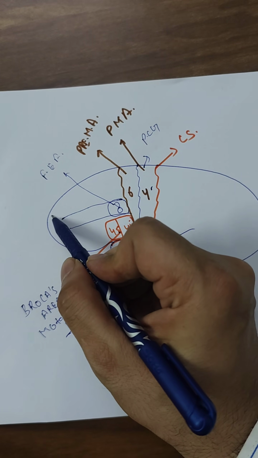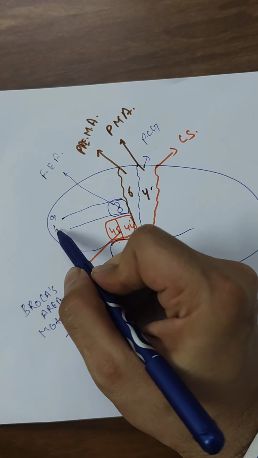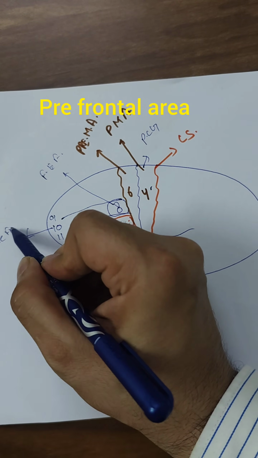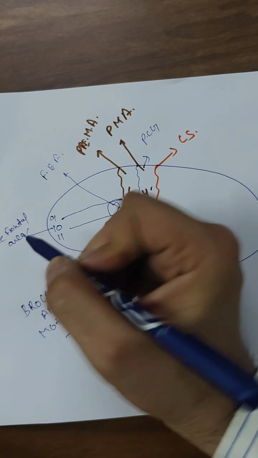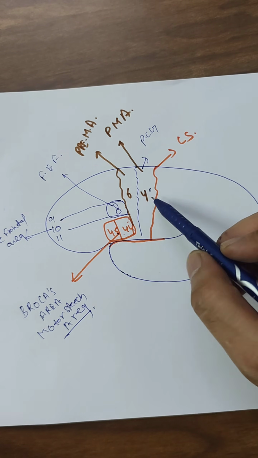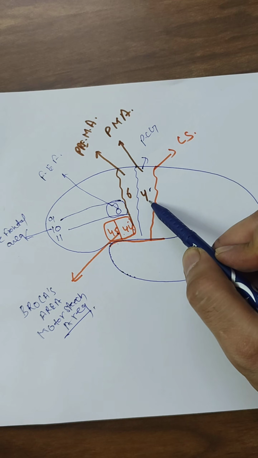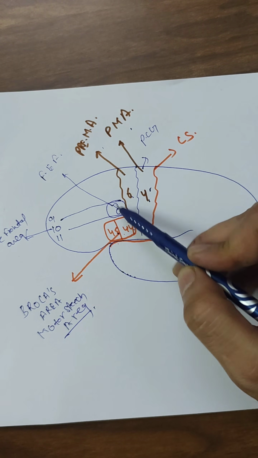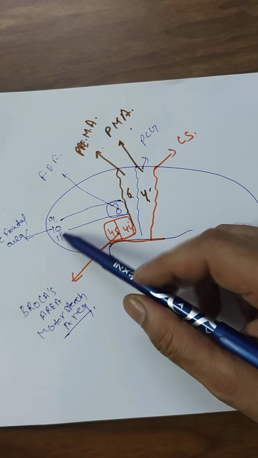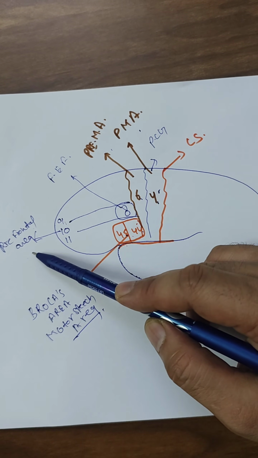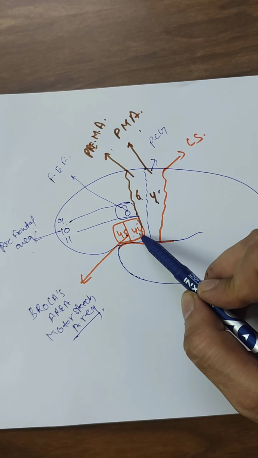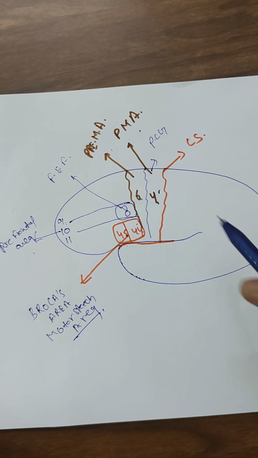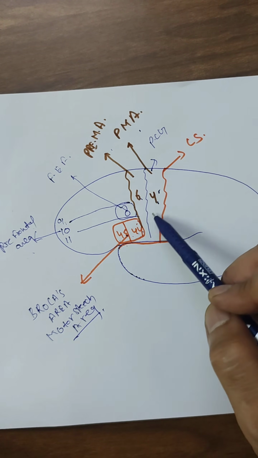Just at the anterior end of the frontal lobe, 9, 10, 11, these are the prefrontal area. So I am repeating, in the frontal lobe, here we have area number 4, primary motor area, area number 6, premotor area, number 8, frontal eye field, 9, 10, 11, prefrontal area, then 44 and 45, these are Broca's area, motor speech area. So basically the frontal lobe deals with motor activity.